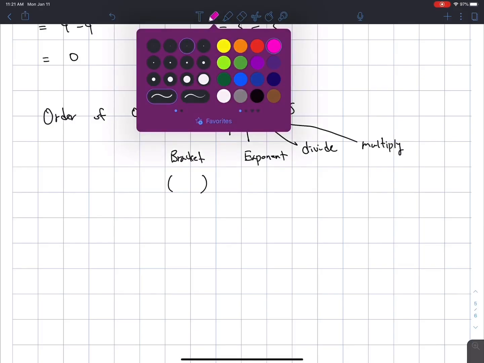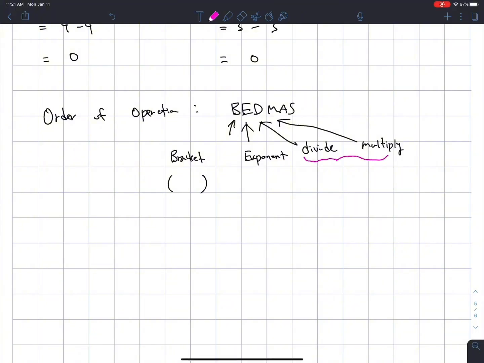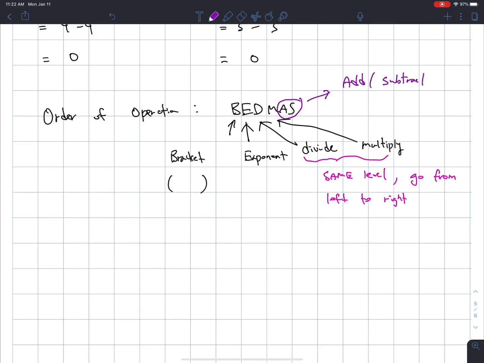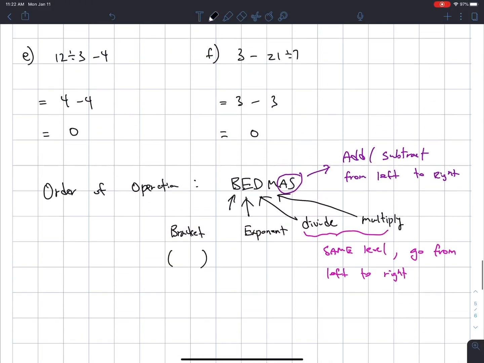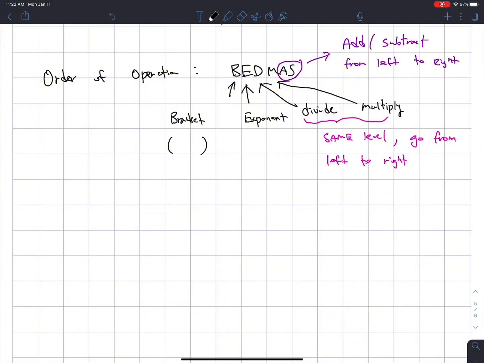So it's important that we know that divide and multiply, they are at the same level. So we simply go from left to right. When we see them, we just go from left to right for divide and multiply. And then addition and subtraction is last. Again, they are at the same level, so we go from left to right. And this is the order in which we handle calculations. Okay, so we did F, and then G.